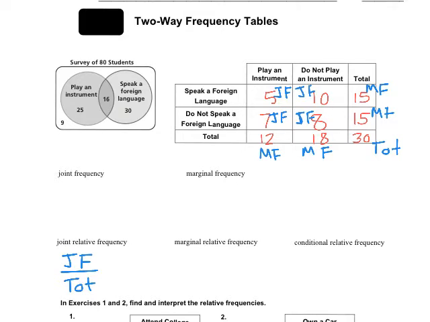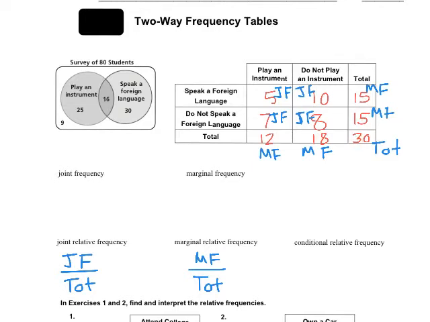Okay, so a marginal relative frequency is very, very similar to that. It is a marginal frequency divided by the total. Okay, so if I said I wanted the marginal relative frequency of someone that plays an instrument, the marginal frequency of someone that plays an instrument is 12. The marginal relative frequency would be 12 divided by 30. Okay, or we could do 18 divided by 30, or 15 divided by 30, so on and so forth, depending on what question is asked.